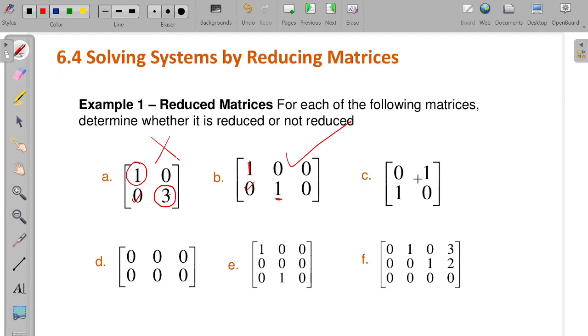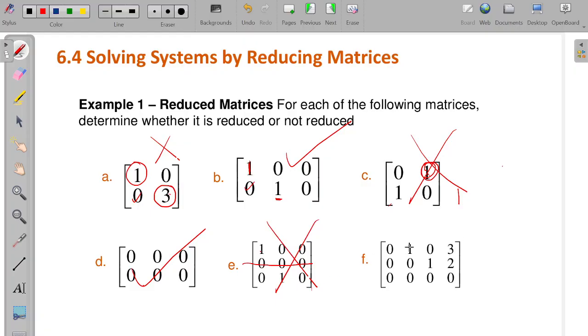If you look at this, when there's a leading one here, the other one is supposed to be to the right, but in this case it is to the left. So this is not a reduced matrix. Here we have all zeros and no leading one, so it is a reduced matrix. This one has a leading one and another leading one to the right, but a row of 0 0 is supposed to be at the bottom. So this is not a reduced matrix.